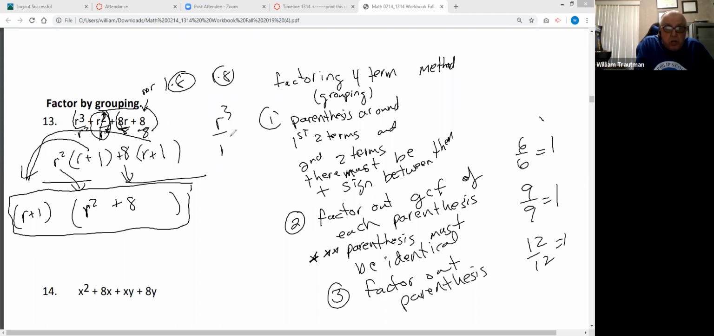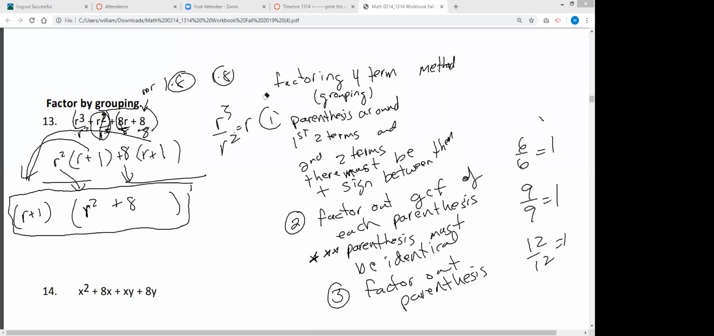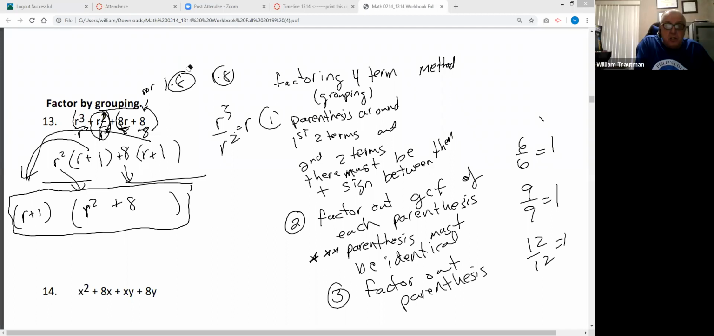R cubed divided by r squared. Remember, when you divide 2 numbers with the same base, the base stays the same, and you subtract. 3 minus 2 is 1. But the 1 is invisible, so we don't write it. The same way, there are so many invisibles.